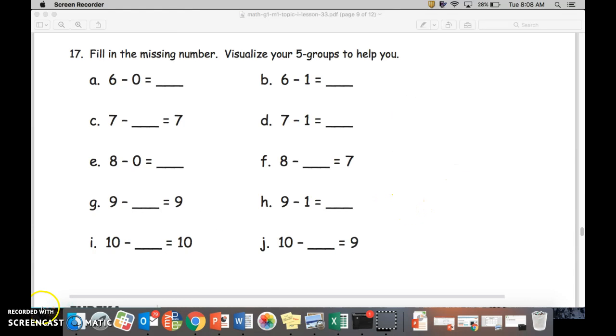Make sure you check your answers and turn it into the bin. Sign up for a small group mini lesson if you need more help.